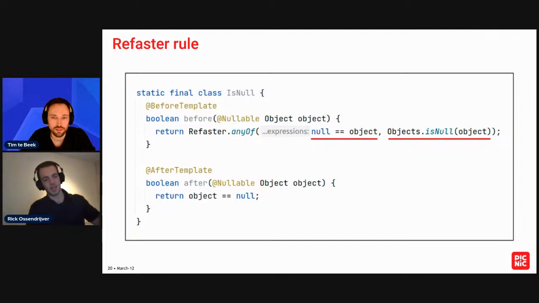If we apply this on a code base, it will find all these occurrences that you see here at the top, from the before template, and it will automatically rewrite that to the content specified in the after template, which means that your code base gets a lot more consistent. Again, this is only one simple Refaster rule, but you can imagine that if you have many of those rules, then your code base gets a lot more consistent.